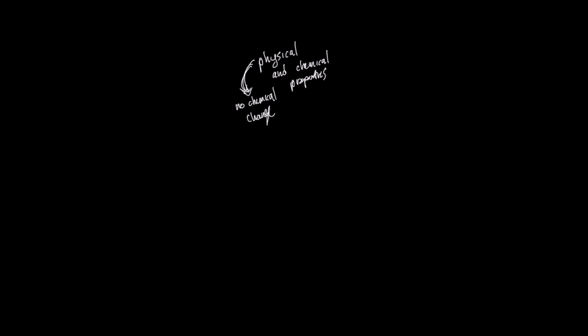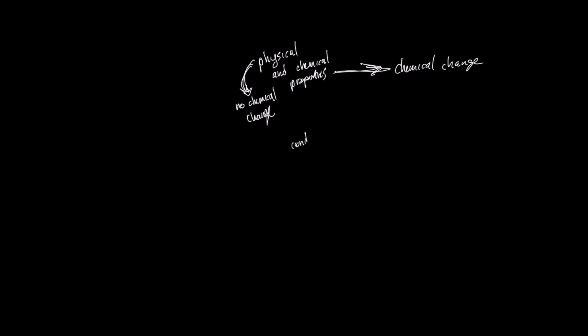Whereas a chemical property is a characteristic of a substance that can be only observed during a chemical change. So a chemical property would need to result from a chemical change. Okay, pretty straightforward, I would say. So what are some examples of this?